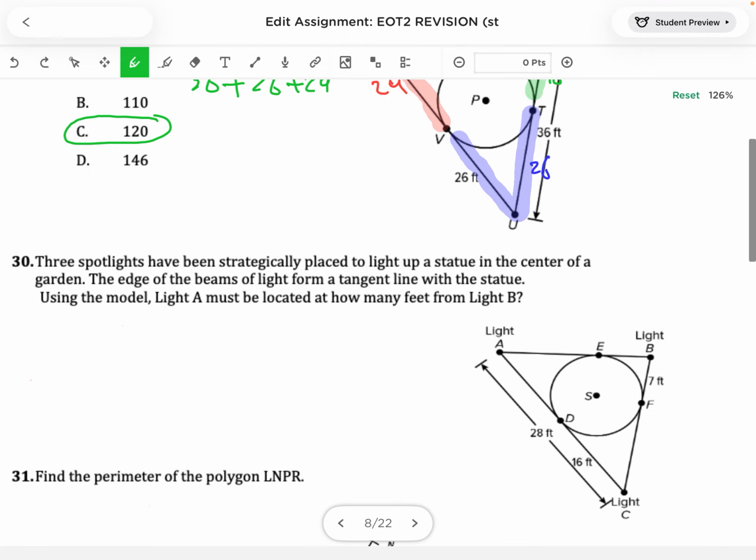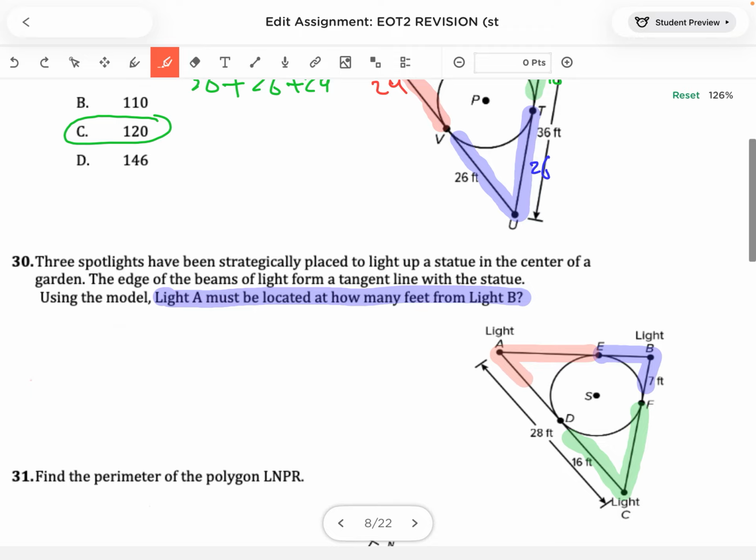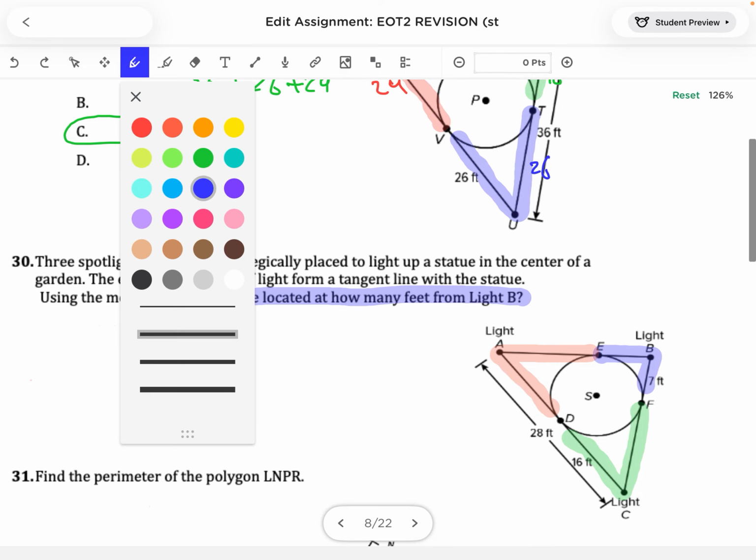Three spotlights are strategically placed to light up a statue at the center of the garden. The edge of the beams of light form the tangent lines of the statue. The question needs to find how far light A must be located from light B. So it will be the same story. These two are equal. These two are equal. These two are equal. So 7 and 7.